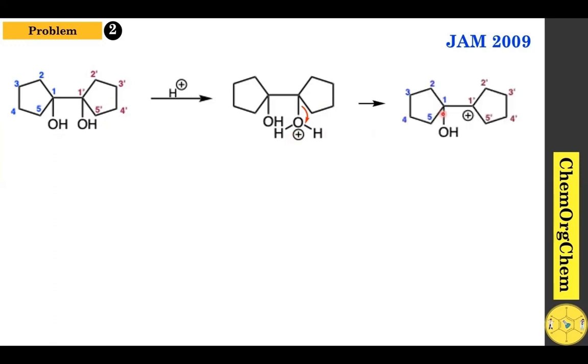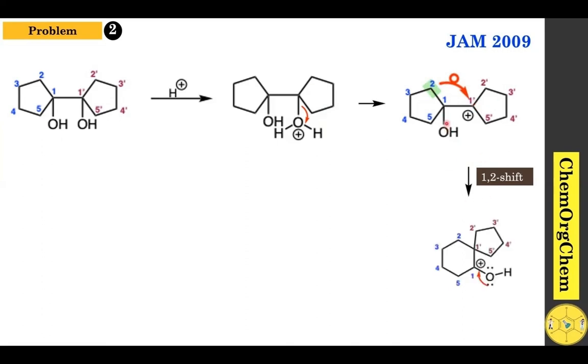This leads to generating this carbocation, followed by a 1,2 shift. Here you see that the second carbon moves towards this carbocation center, resulting in ring expansion. This is the 5-membered ring system. After ring expansion, you will get the 6-membered ring system.